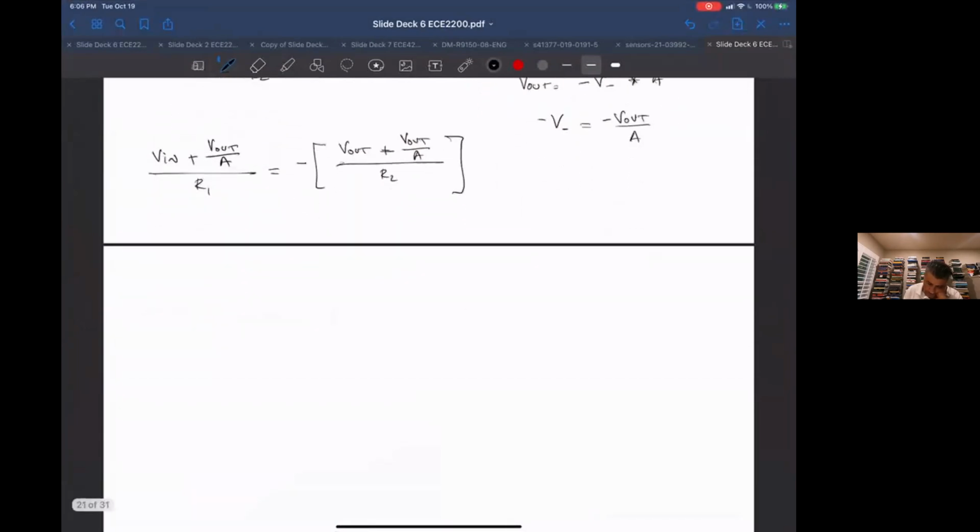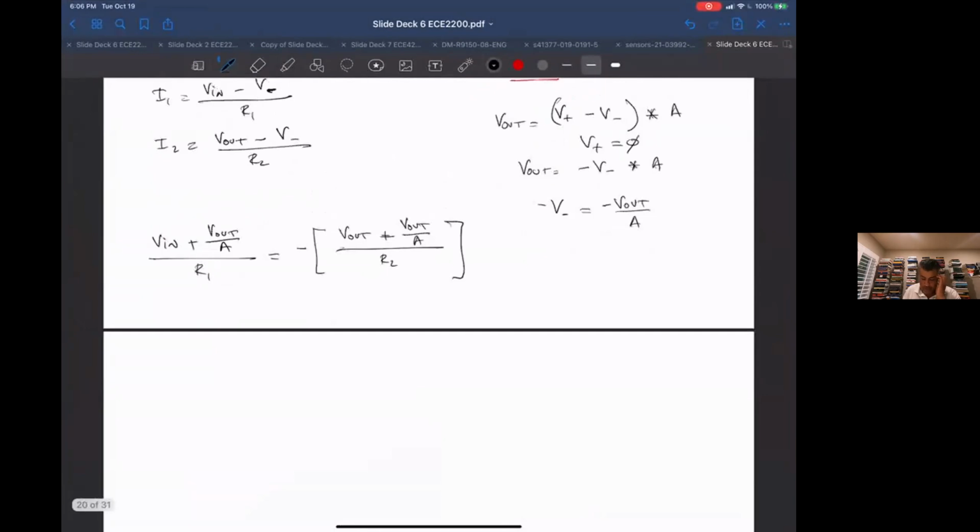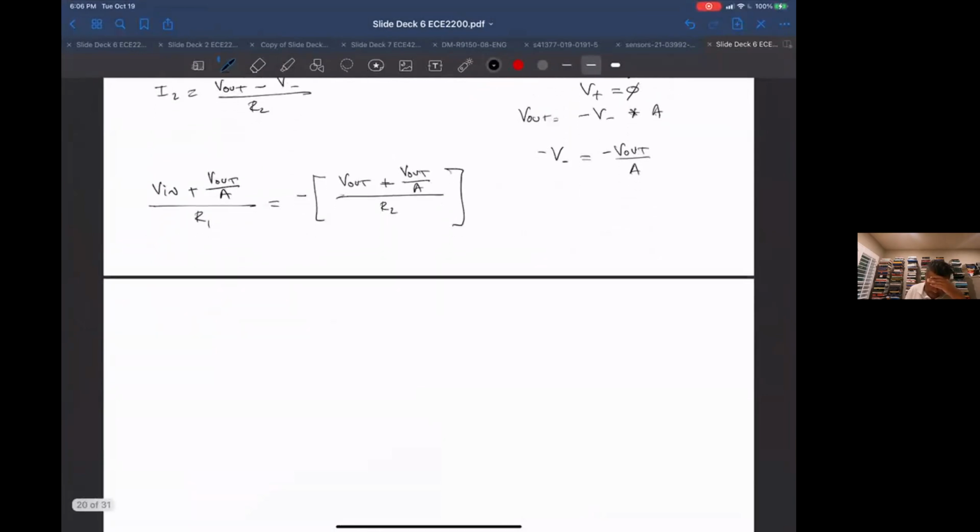Okay, so now let me move stuff around here. So I get V in over R1 is equal to minus V out over R2 minus V out over A R2. I'll just do V out over R. Let me do it this way. V out over.